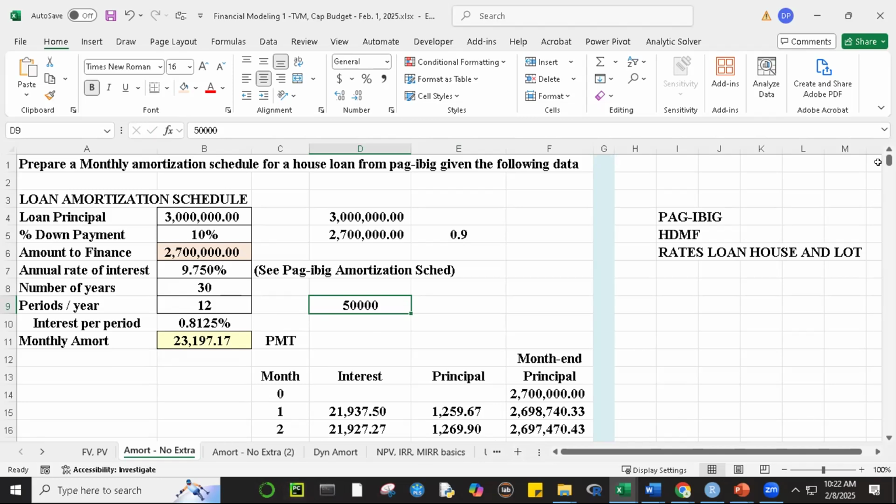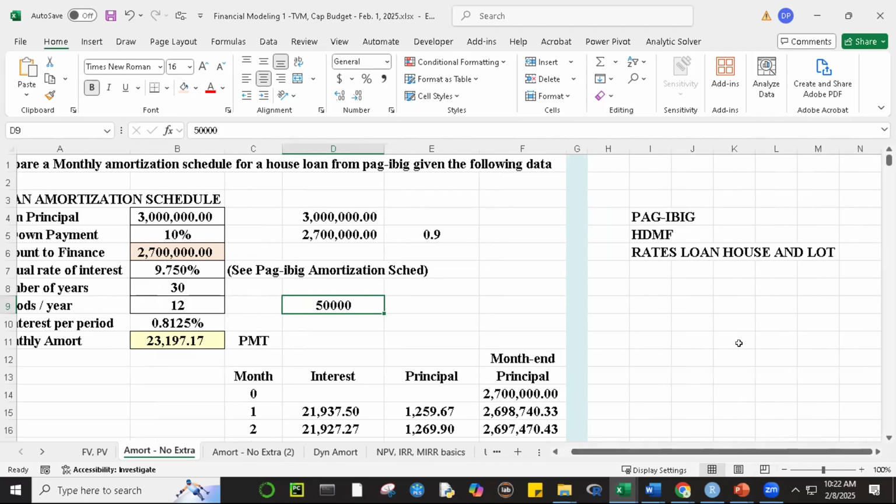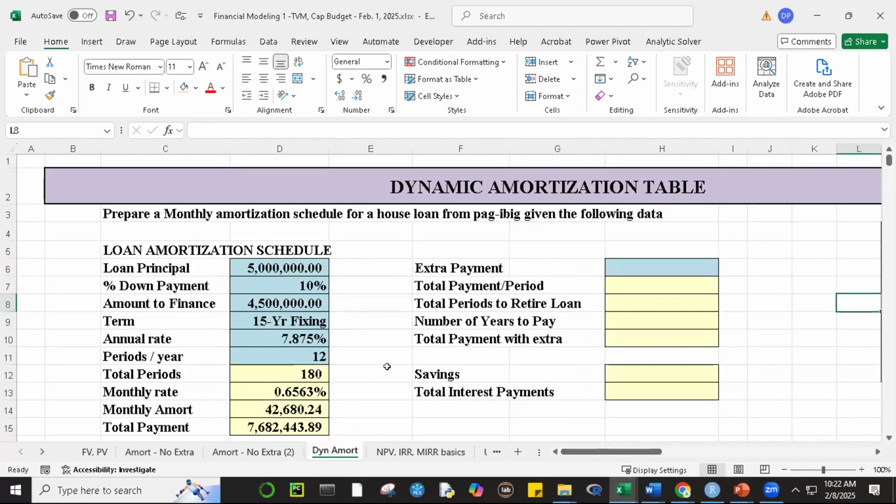Okay. So for the next one that we're going to do, that will be for next week, we'd like to have a dynamic amortization model. Okay, here class, dynamic amortization table. What will happen is that we're going to put extra payments here. So what will the result be if you have extra payments here? Okay, so we'll just change this next time. Okay, any questions so far?